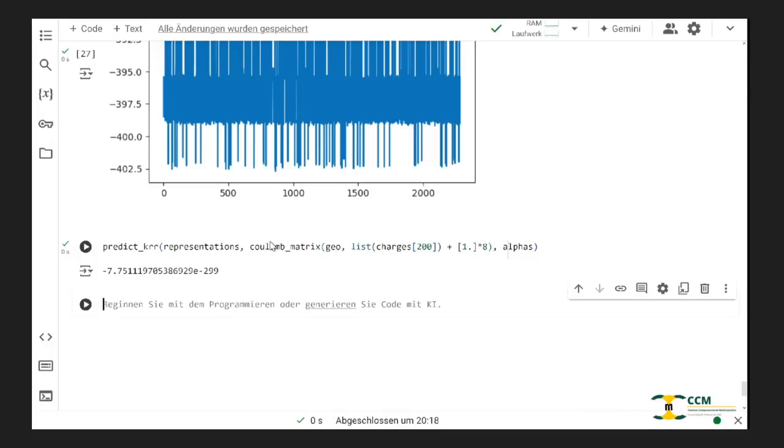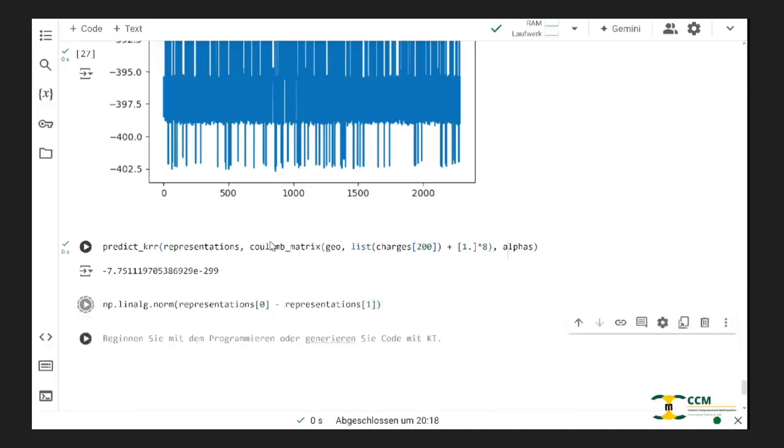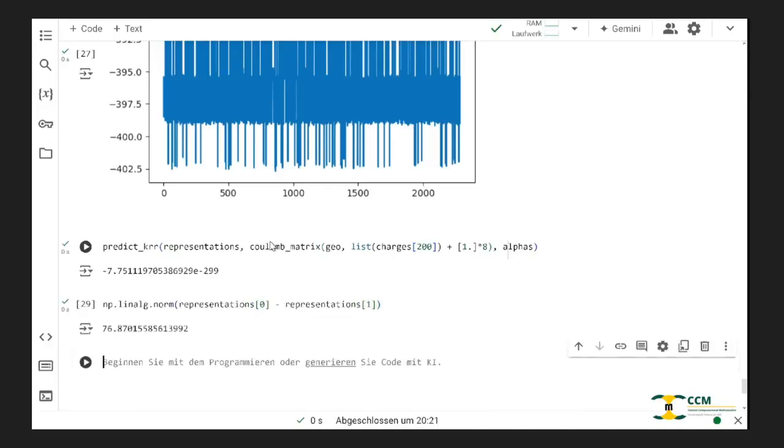So basically, this means that the representations of the data points are too far away. Right? You have the kernel function which decays very quickly to basically 0 because it's not wide enough. And you can see this. Let's take two representations, any two, 0 and 1. What's the distance? 76. That's just the distance between the first two molecules in the Coulomb matrix representation.